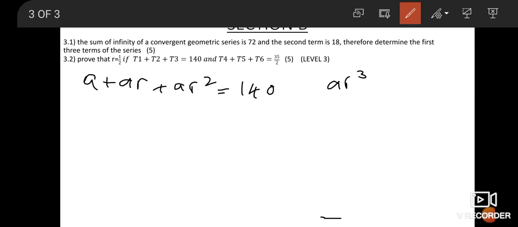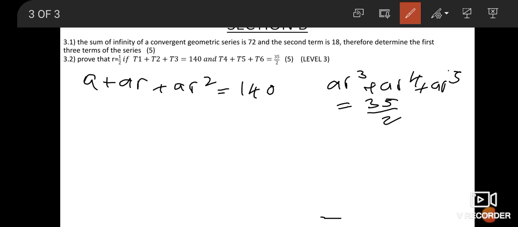And we get that it's also like the previous one. So we know n would be the term which is T4, but it's going to be 4 minus 1, so it's going to be ar cubed. Then surely the next one will be ar to the 4, ar to the 5, equals 35 over 2. So now we get that.